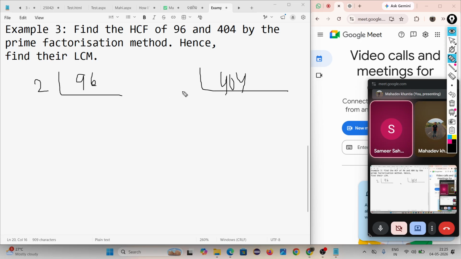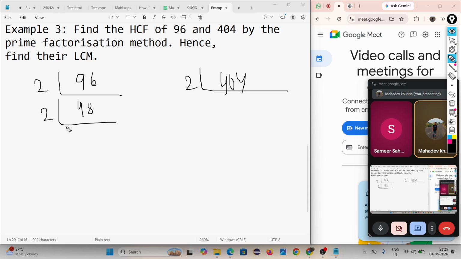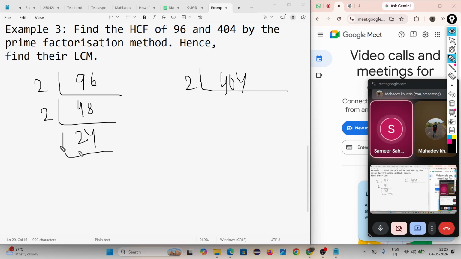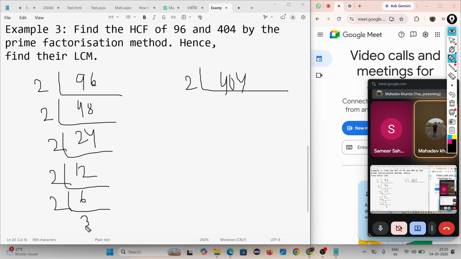96 divided by 2 is 48, then again 24, again 12, again 6, and again 3. So 6, 12, 24, 48, 96. So I can write 96 as 2 to the power 5 into 3.